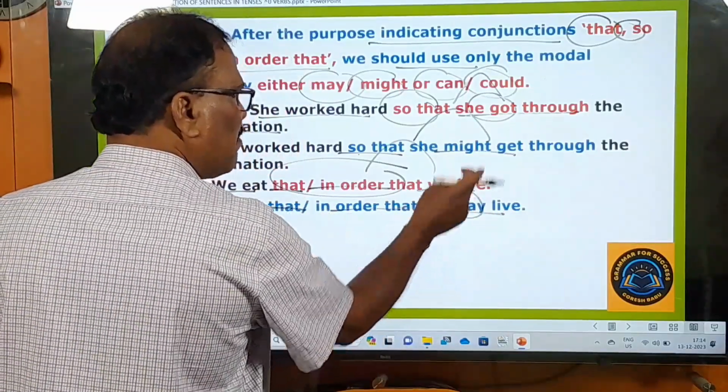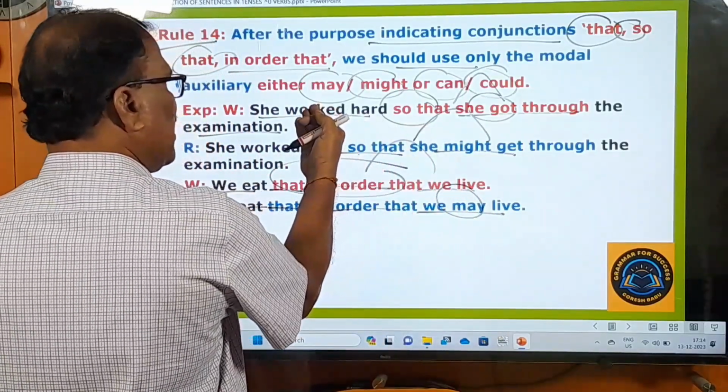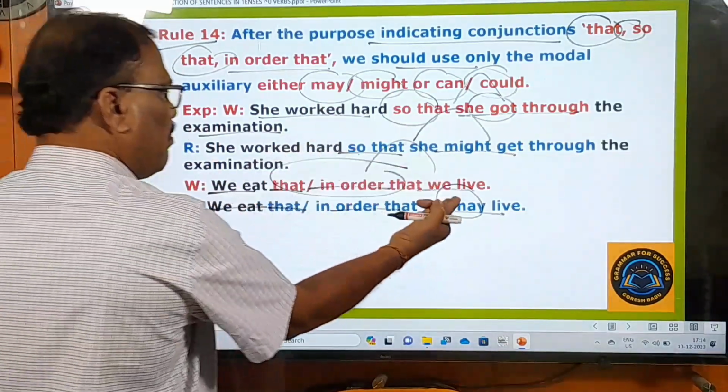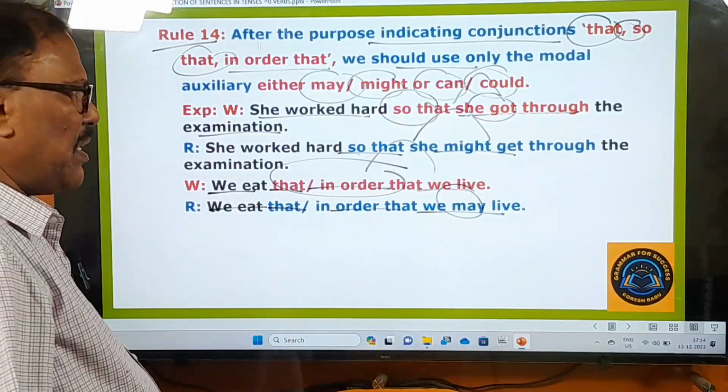May is present tense, might is past tense. Here the sentence is in the past tense, so that might is used. Here the main clause is in the present tense, therefore may is used. It is like that. You please understand that.